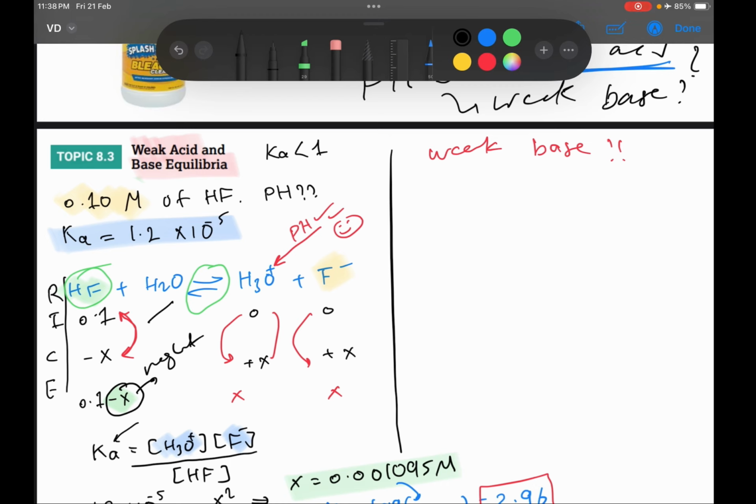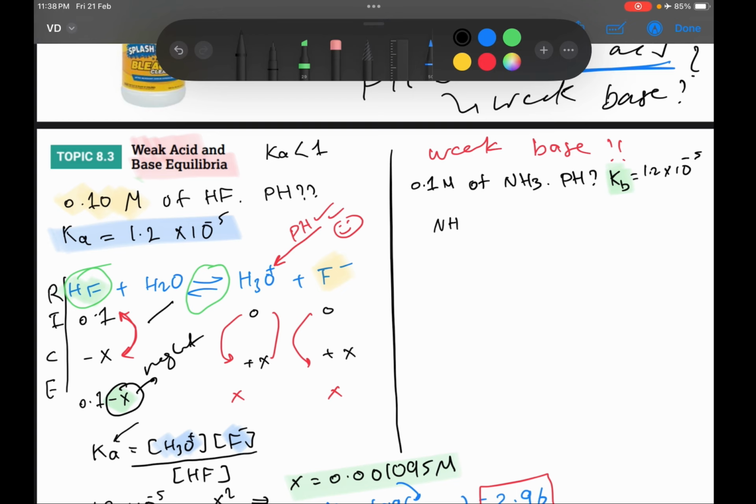Suppose that the weak base here is 0.1 molar of NH3, which is considered a weak base. I need to calculate the pH, and we suppose that the value of Kb, since we're dealing with a base, we use Kb, not Ka, just keep in mind, is equal to the same number, which is 1.2 times 10 to the power negative 5. So first of all, you have to write the RICE table.